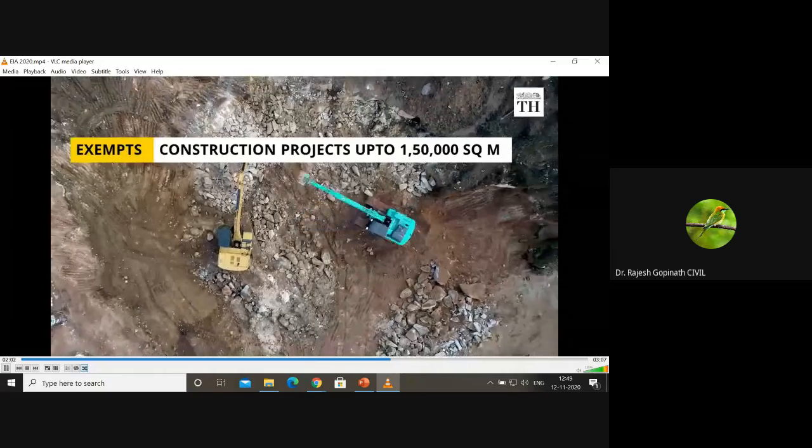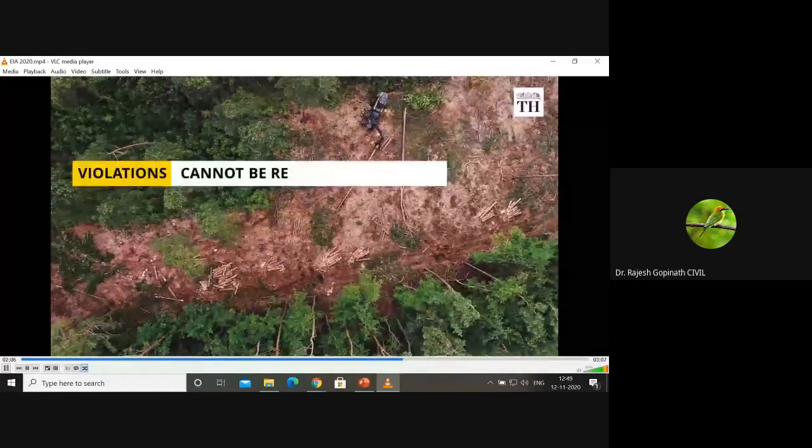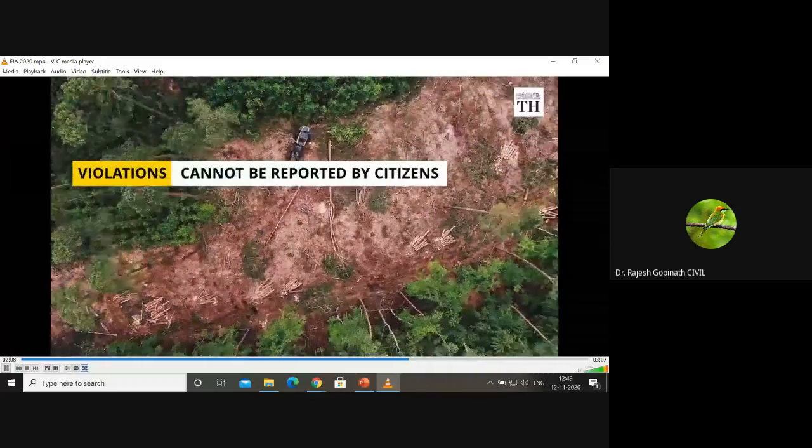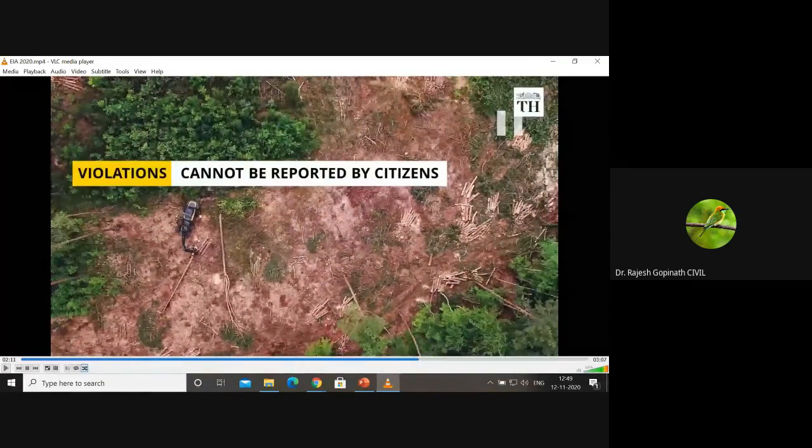Public consultation. According to the new draft, violations can only be reported by a government representative or the project proponent and not citizens. So very simple. Now that you're not involving the public, now that you're not involving NGOs, there is no one to stop you or protest when it comes to your activities. And anyone who does it becomes anti-national. So friends, that is why this kind of reform, so-called reform, is being criticized.